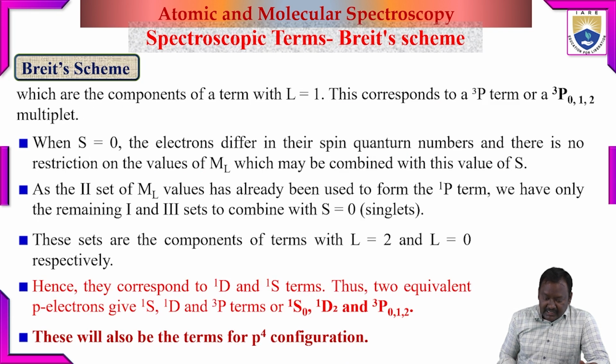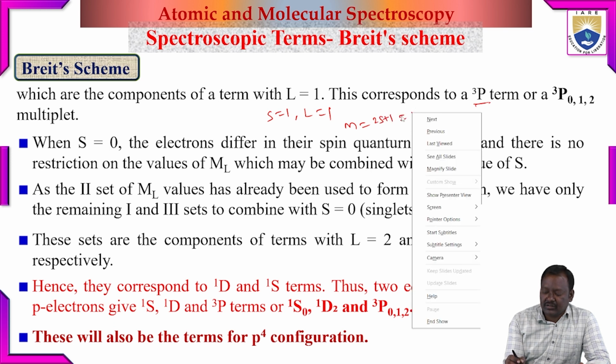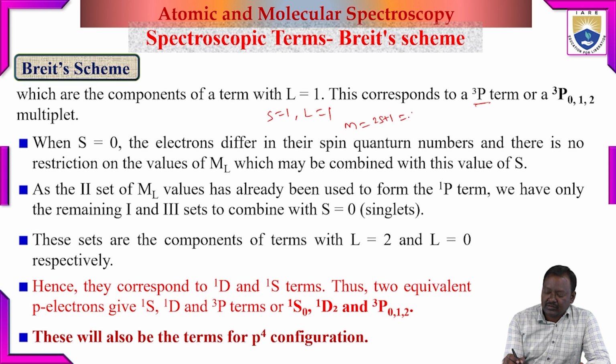So the second set forms, with s equal to 1 and l equal to 1, the term 3p. As s equal to 1, multiplicity is 2s plus 1, that is 2 into 1 plus 1, which means 3, and for l equal to 1 the term is p. So 3p is the term representing the second set.